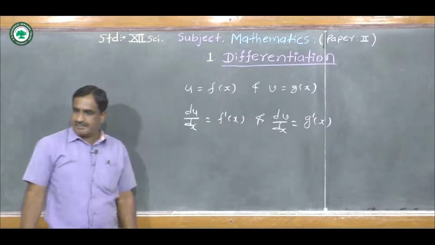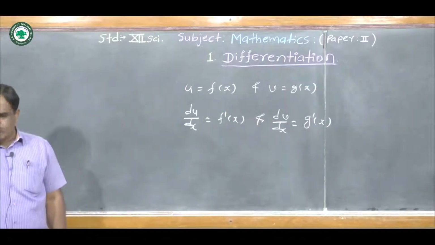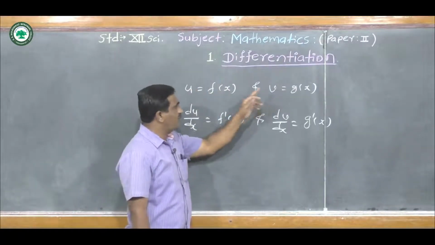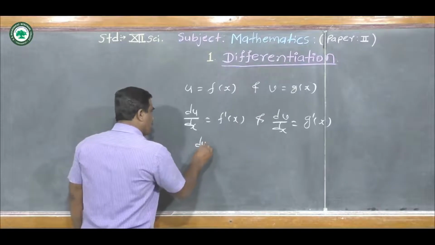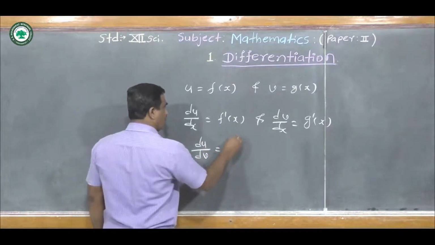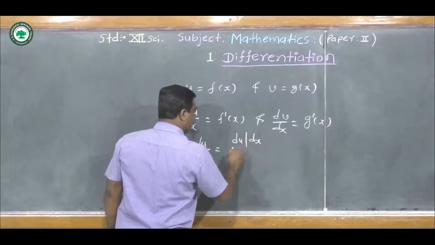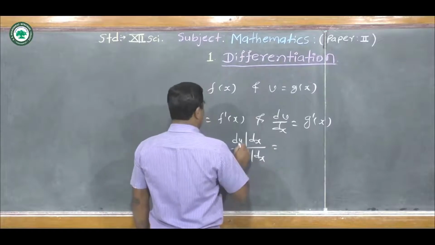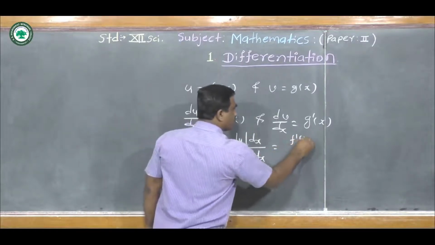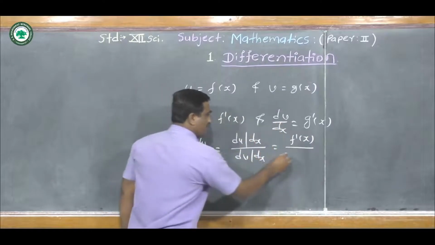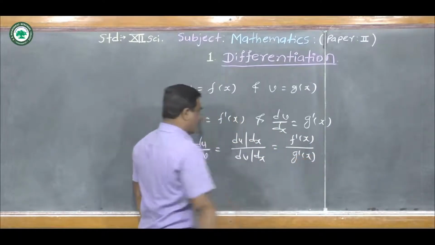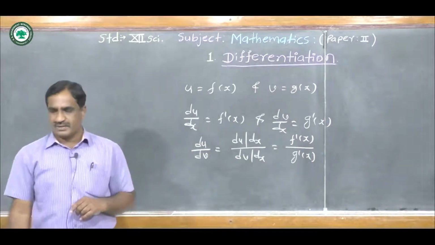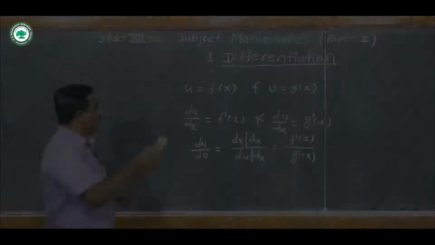Okay. Now the derivative of function u with respect to v can be written in the form du upon dv equal to du by dx upon dv by dx, is equal to du by dx means f dash of x, upon dv by dx means g dash of x. Now using this rule we can find the derivatives of one function with respect to another function. Now we see first example here.